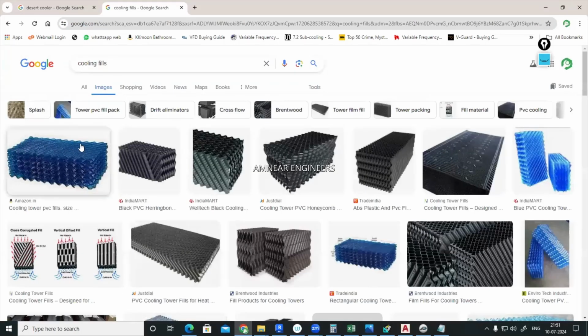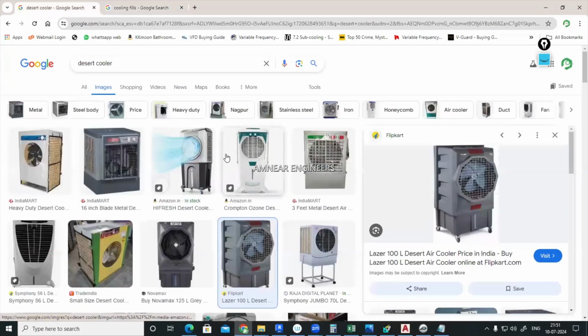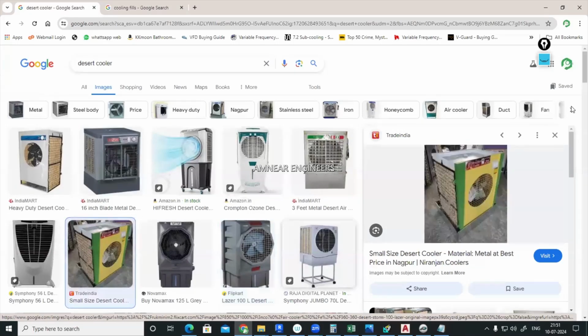Please. Okay, this is called fills. Why are we using this one? Fills are used in the side wall of desert coolers to increase the surface area of contact between air and water.